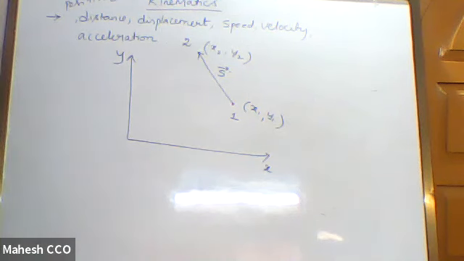Now, if I have to write the position vector when it is at position 1, that means what is its initial position vector?